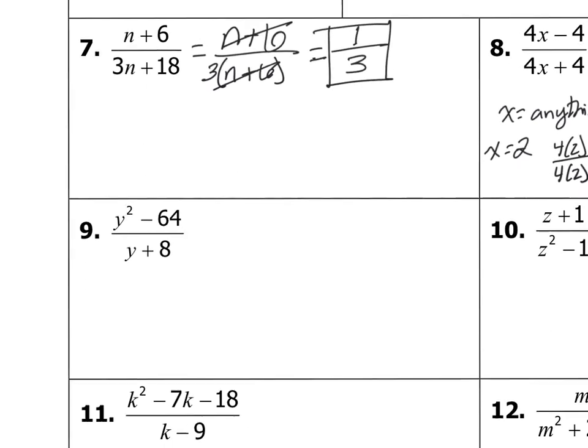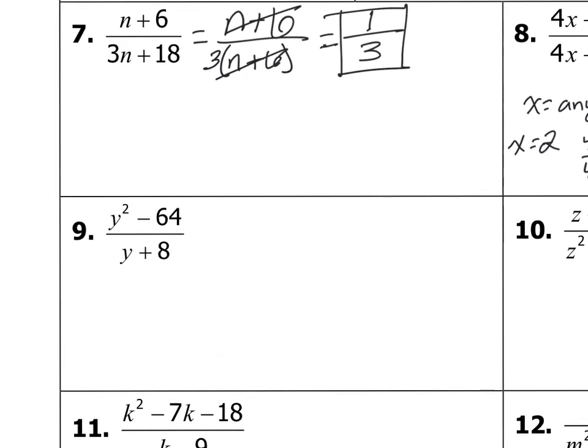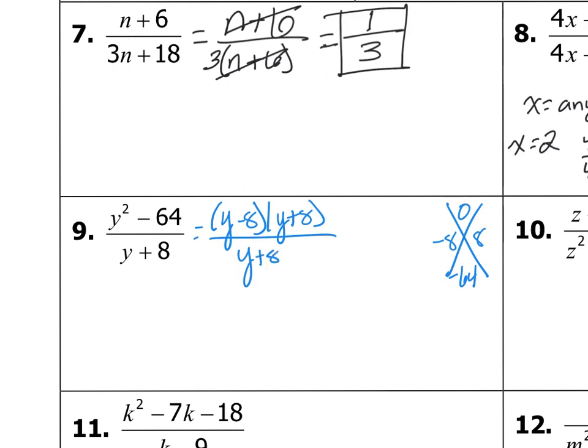Here's the next one. So this time I have y squared minus 64 on the top. So I'm going to ask myself, what multiplies to be -64 and adds to be 0? Because there's no middle term, right? So that would be -8 and +8. So the top factors to y minus 8 and y plus 8. And the bottom is y plus 8. Now notice I have a y plus 8 on the top and a y plus 8 on the bottom. So I can cancel that out because they're both the same. So then I get y minus 8 as my answer.